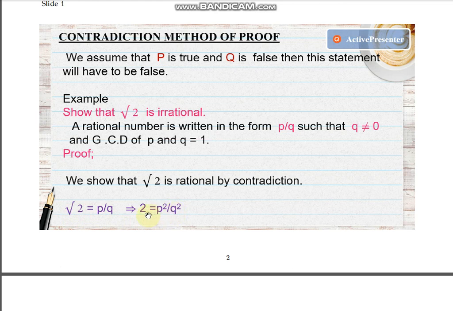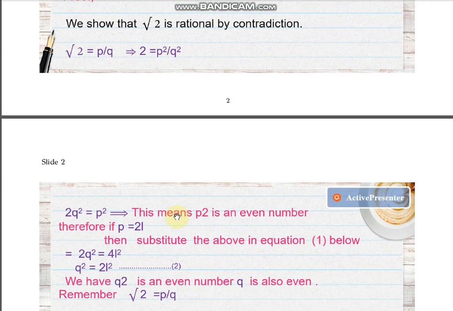Then we remain with 2 being equal to P squared over Q squared. After this, we can interchange and have 2Q squared equals P squared. As you can see down here, I've picked 2Q squared equals P squared. So this simply tells us that P squared is an even number. Why? Because it is 2Q squared. This is a characteristic of even numbers.